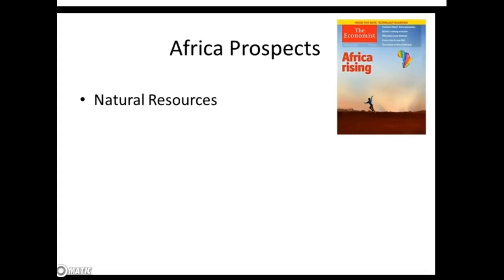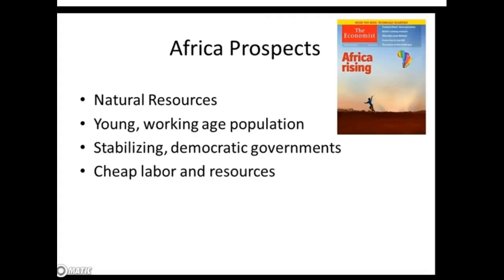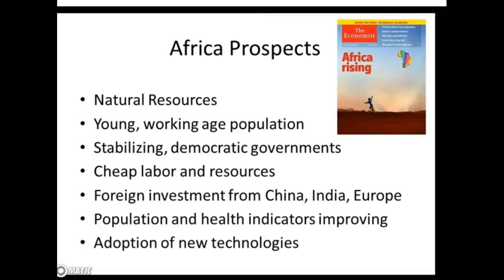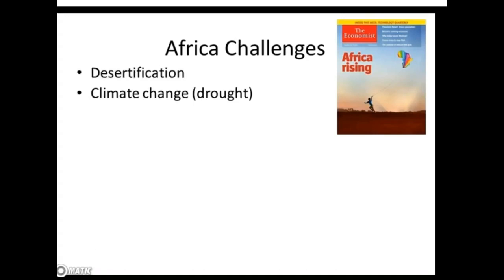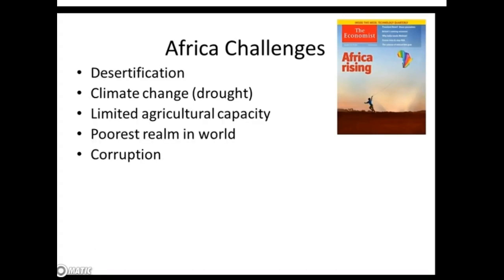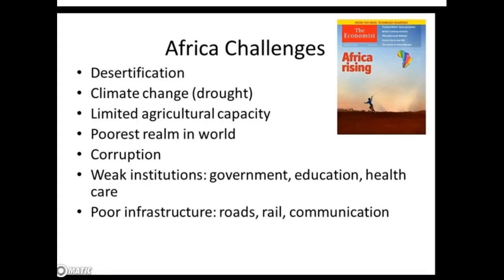All right, so some of the prospects briefly. You'll probably be reviewing these on your own since I'm running out of time. And significant challenges, but Africa's young population will help.